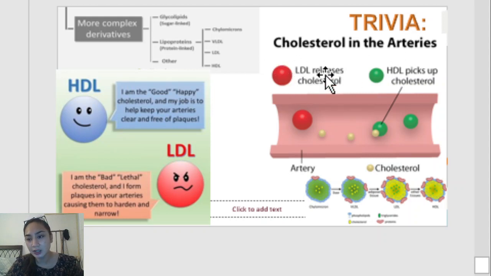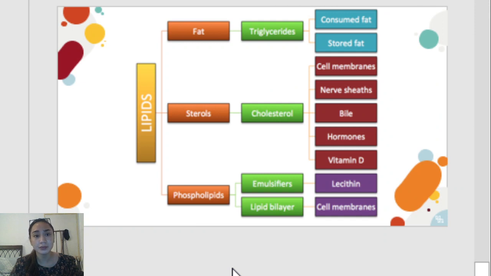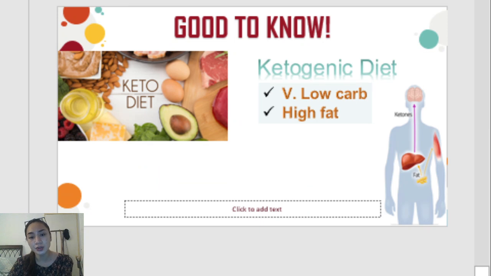Yung LDL, yung red natin, it releases the cholesterol, no? So, yan yung nagre-release, yung mga yellow dyan na tuldok, yun yung cholesterol. And then, meanwhile, yung good cholesterol, HDL, siya yung nagpi-pick up ng cholesterol para ma-dispose na siya sa katawan, no? So, ito yung ibang table you can use for lipids. Okay, so good to know.